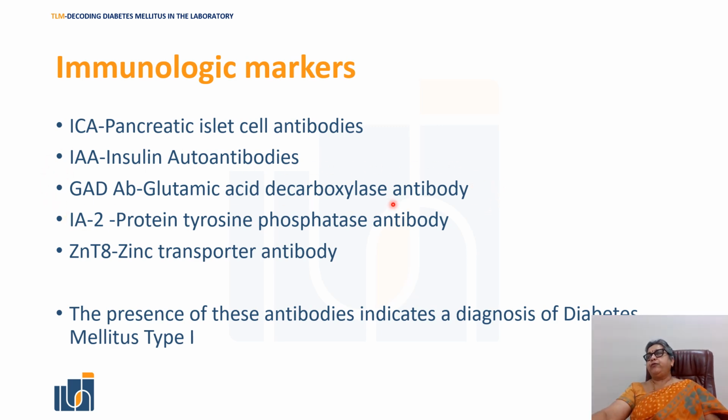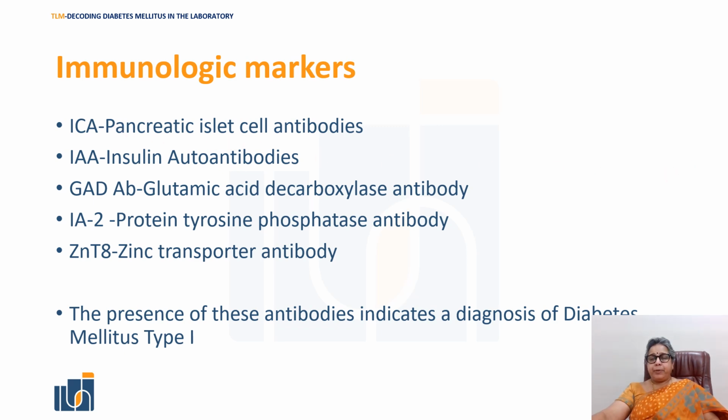Again, when we want to differentiate between type 1 and type 2, all these are positive in type 1 and are not seen with type 2 diabetes mellitus. So the commonly done is GAD antibody. You also sometimes do ICA and IAA. So these are the immunological markers, and positivity of these immunological markers would indicate a diagnosis of diabetes mellitus.